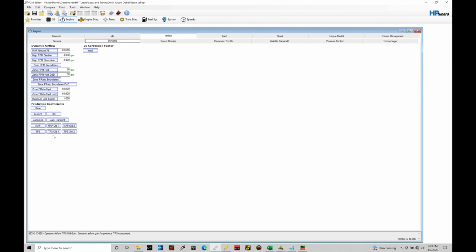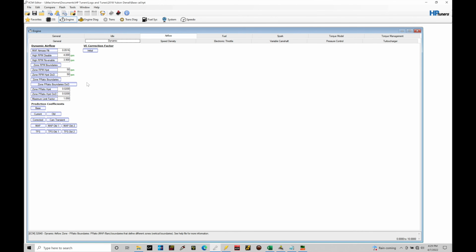We're not going to be editing the prediction coefficients. Those are for the predictive behavior of what the engine control module is going to try to predict the dynamic movement in our dynamic airflow is going to do. So trying to predict ahead of how airflow is going to move. We're not going to edit anything in there. What we're interested in specifically is editing our RPM zone boundaries and our P ratio boundaries. These two are of interest.